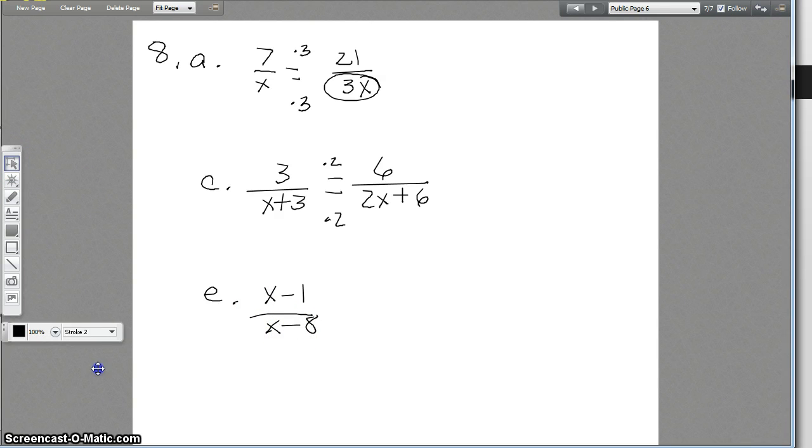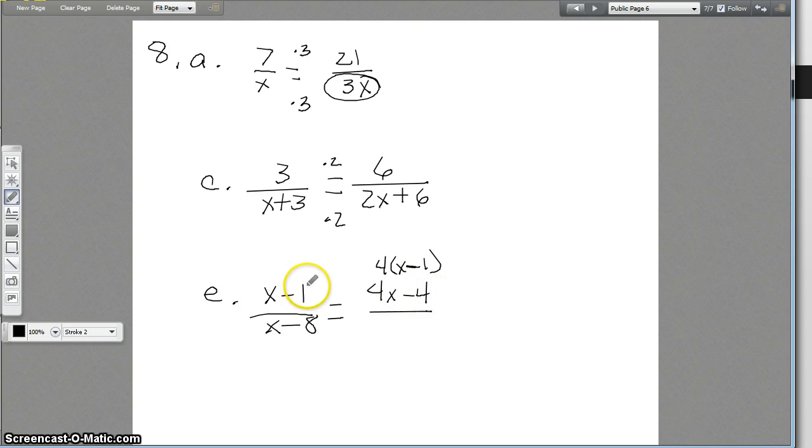x minus 1 over x minus 8 is equal to 4x minus 4 over something. Okay, well, looking at the 4x minus 4, what I notice is that that actually can be written as 4 times the quantity x minus 1, because 4 times x is 4x. 4 times negative 1 is negative 4.